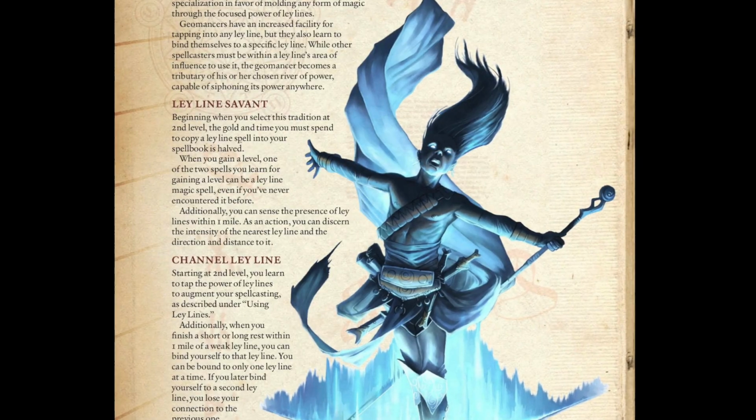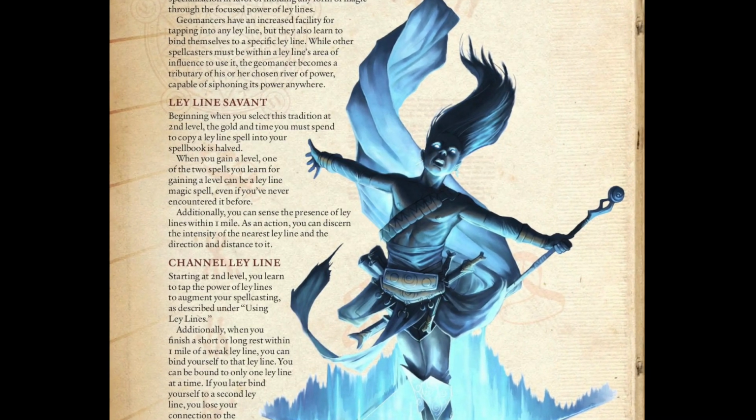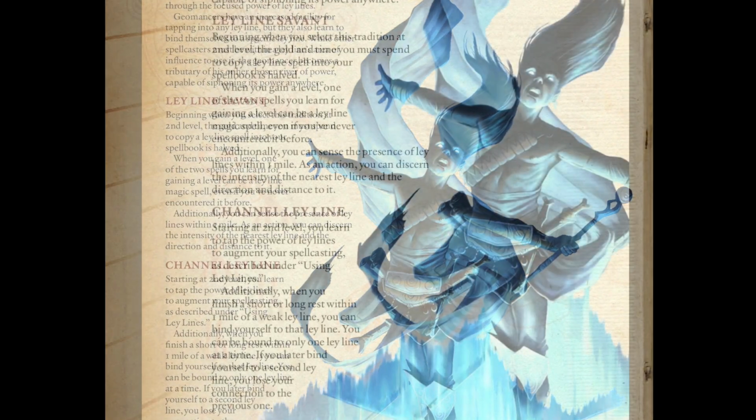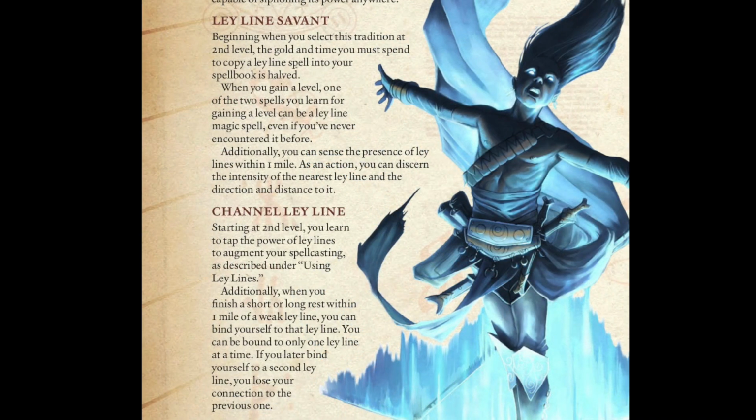So then we move on to the Arcane Tradition, Geomancy. And just like always, you get the Savant. The time spent for ley line spells is halved. Additionally, you can sense the presence of ley lines within 1 mile. As an action, you can discern the intensity of the nearest ley line and the direction and distance to it. So you're a little ley line Geiger counter, essentially.